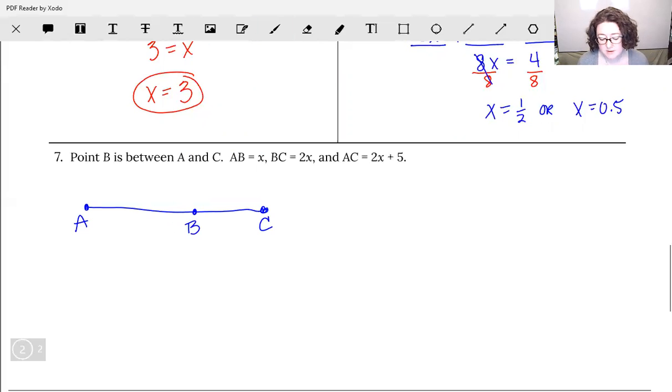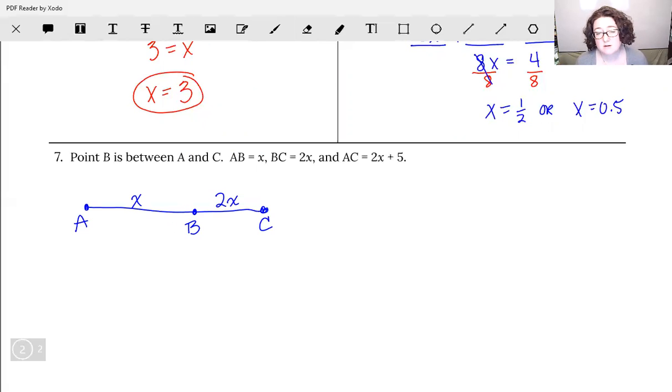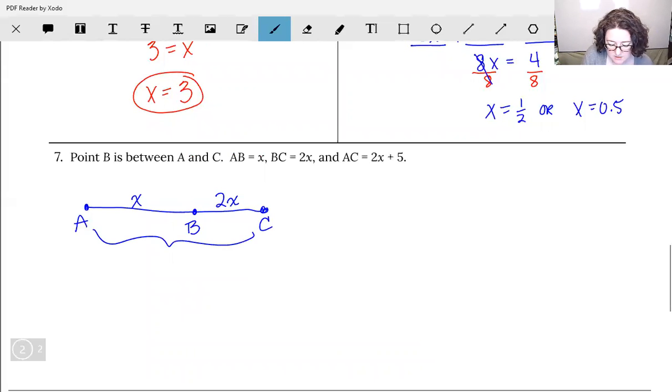Okay, then I start labeling. So AB equals x. So our left-hand segment is x. BC equals 2x. Okay, so there's 2x. Again, I didn't draw it to proportion. That doesn't really matter. It's all about organizing your info. Last piece is AC equals 2x plus 5. Well, AC is the whole segment, so whole segment is 2x plus 5.